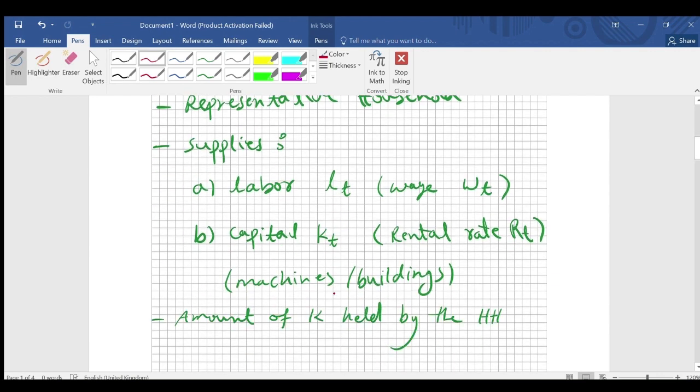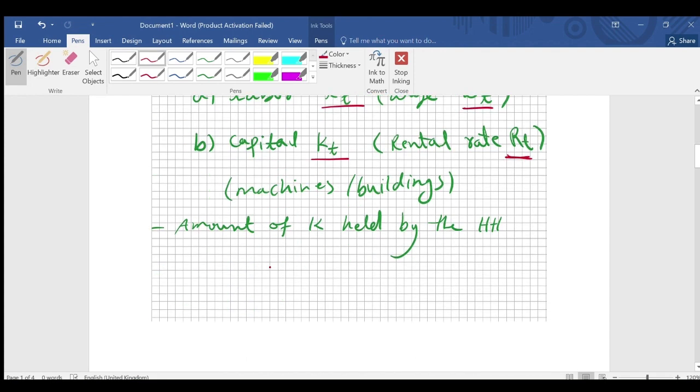The amount of labor that she supplies for production at time t, we denote by L_t, and the amount of capital that she rents out to firms for production is denoted by K_t. For each unit of labor that she sells to firms for production, she receives the wage, and we denote that by omega_t. For each unit of capital that she rents to firms, she receives the rental rate, and we denote that by R_t. We can think of capital as machines and buildings, and they are durable. We'll talk about the meaning of durability in a moment.